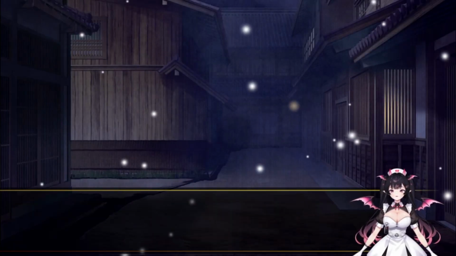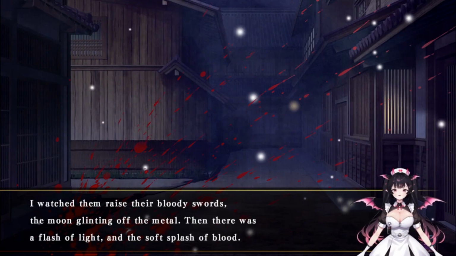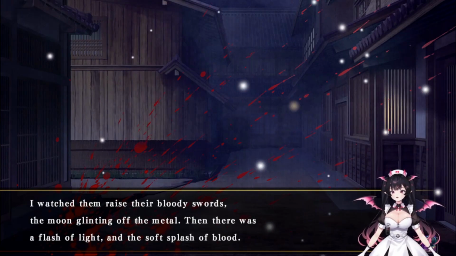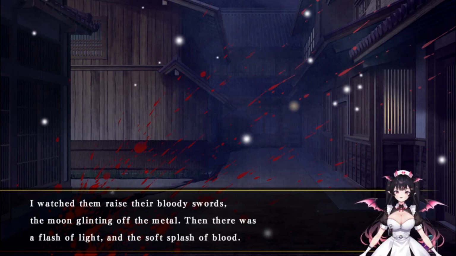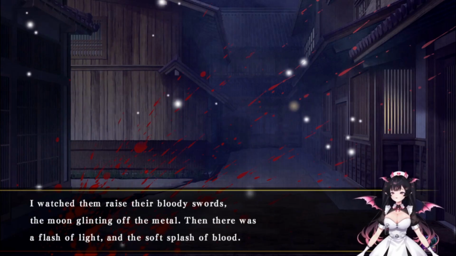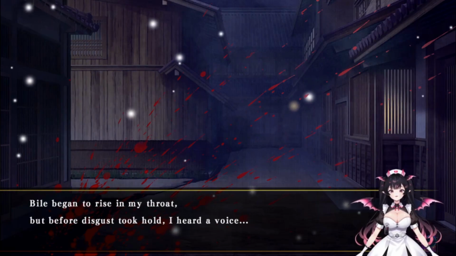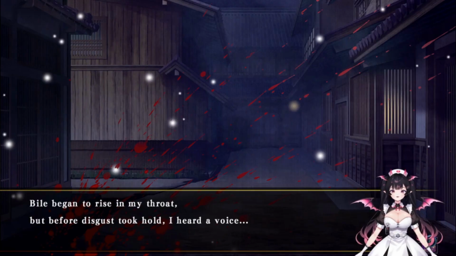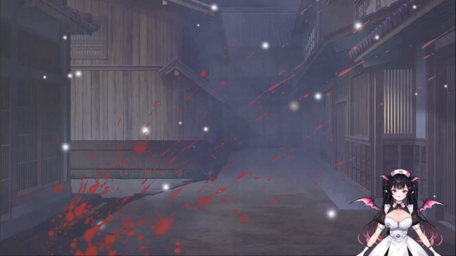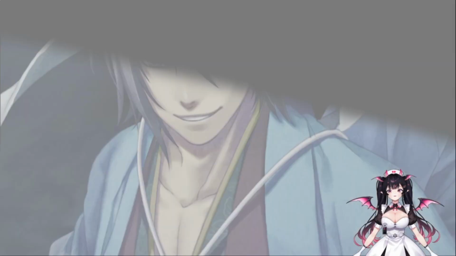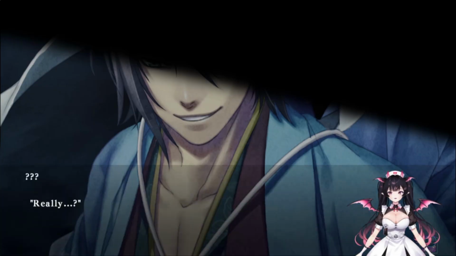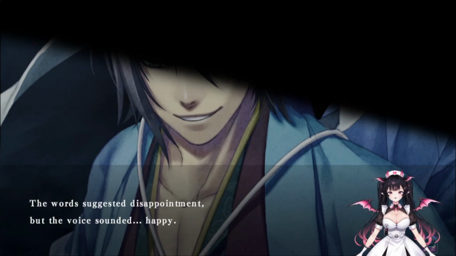I watched them raise their bloody swords, the moonlight glinting off the metal. Then there was a flash of light and the soft splash of blood. I could feel it, warm and sticky. Bile began to rise in my throat, but before disgust took hold, I heard a voice. The words suggested disappointment, but the voice sounded happy?